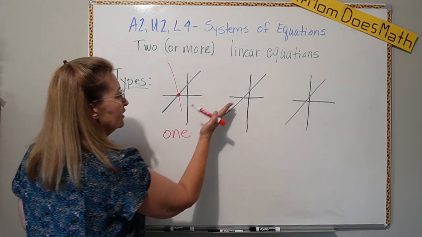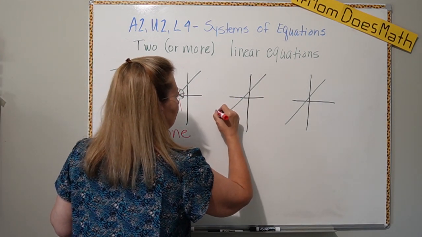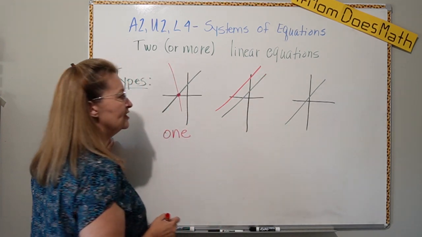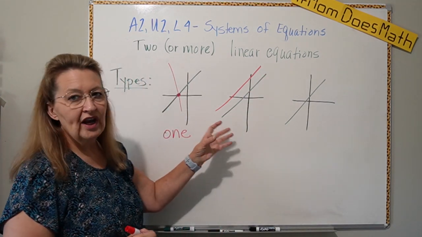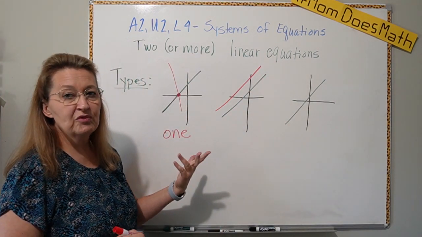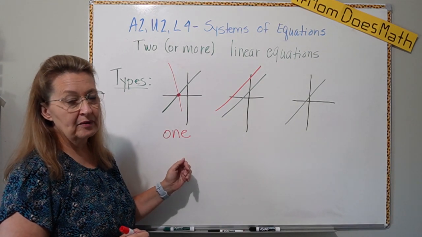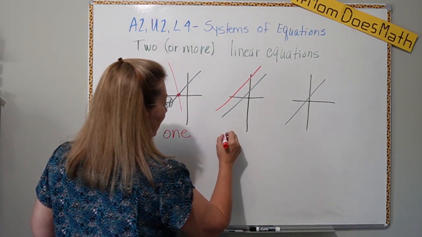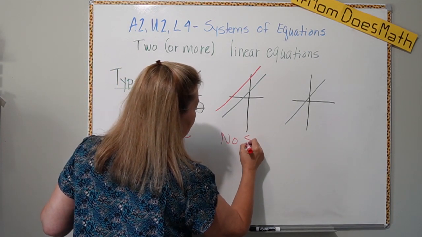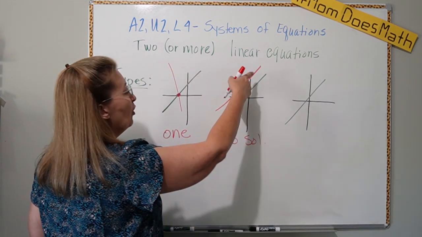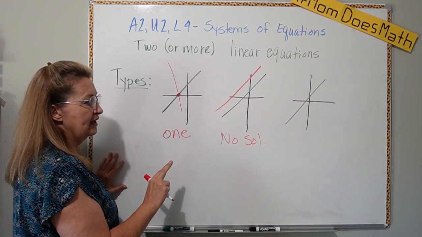All right, let's say you graph one line and then you graph your next line, and that line is parallel. They will never intersect. They have the same slope but different y-intercepts. Well, here what you have is no solution because there is no point where these two will intersect.